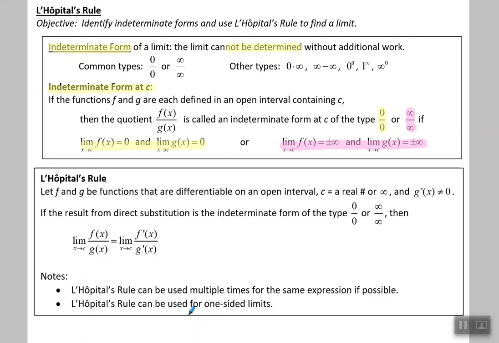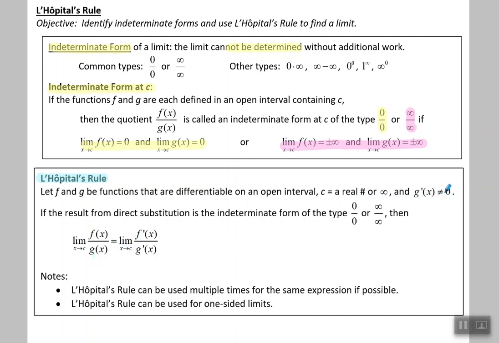Previously, we've discussed ways to manipulate the expression to take the limit. Our additional work was factoring or rationalizing or using a special trig limit. Today we're going to talk about another way, L'Hopital's rule. Let f and g be functions that are differentiable on an open interval. C equals either a real number or infinity, and g prime of x, the derivative of the denominator, does not equal 0.